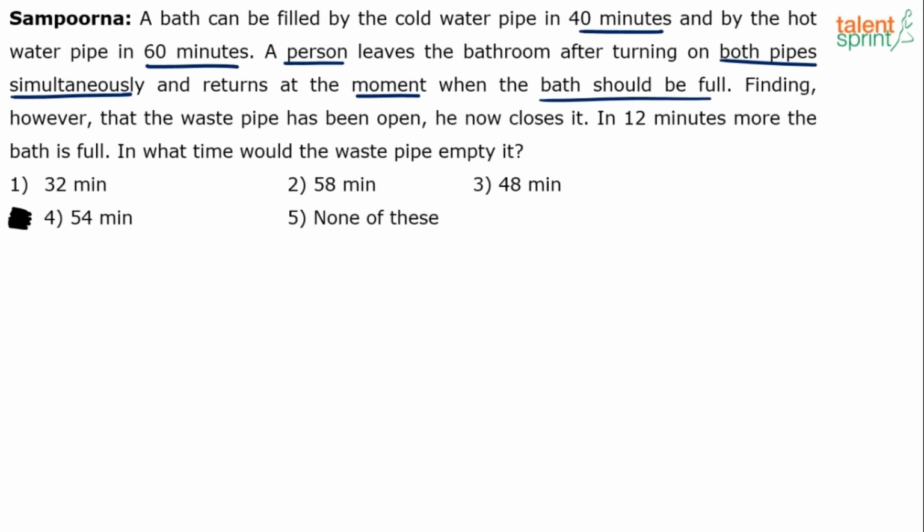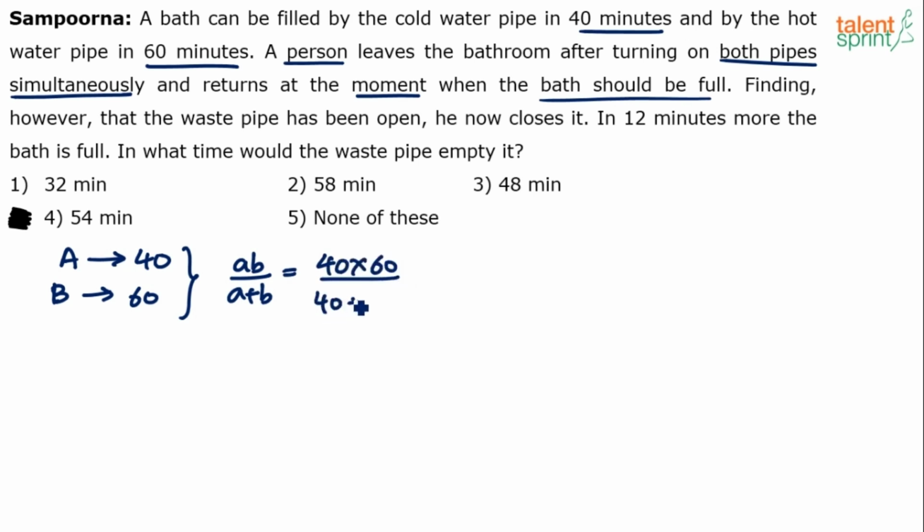I mean, that's like the shortcut, right? AB by A plus B, or you can do 1 by A plus 1 by B. So let's say the pipe A here takes 40 minutes and pipe B takes 60 minutes. So when both of them are working together, the time required will be AB by A plus B, right? So simplify this, 40 into 60 upon 40 plus 60.